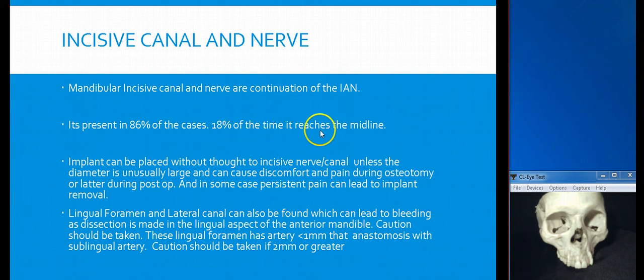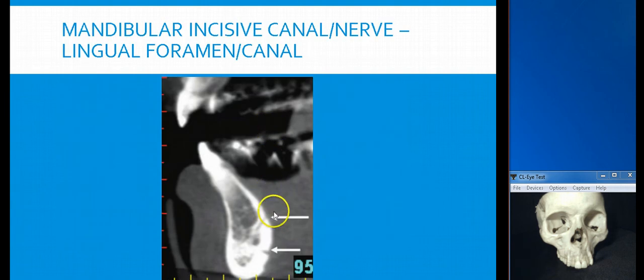18% of the time it reaches the midline. So in almost 80% of the cases where it does exist, it will stop before it goes to the midline. But in 18% of the cases, it actually crosses into the midline. And when it does, that's when you see the foramen forming in those patients.